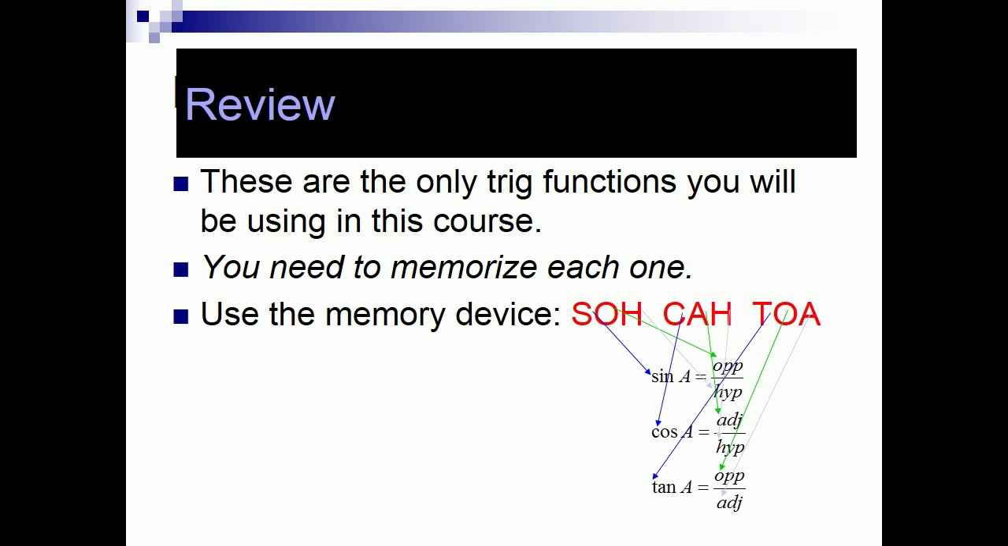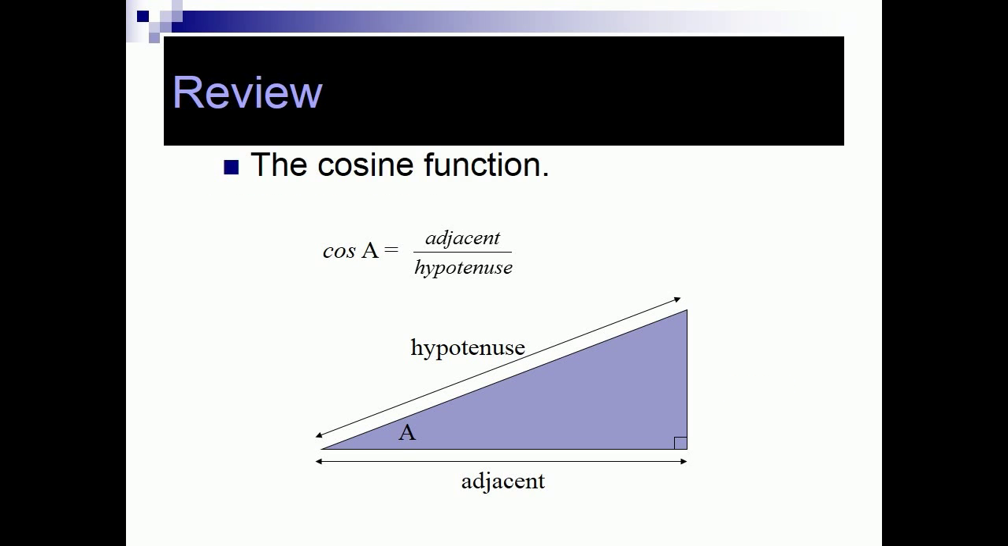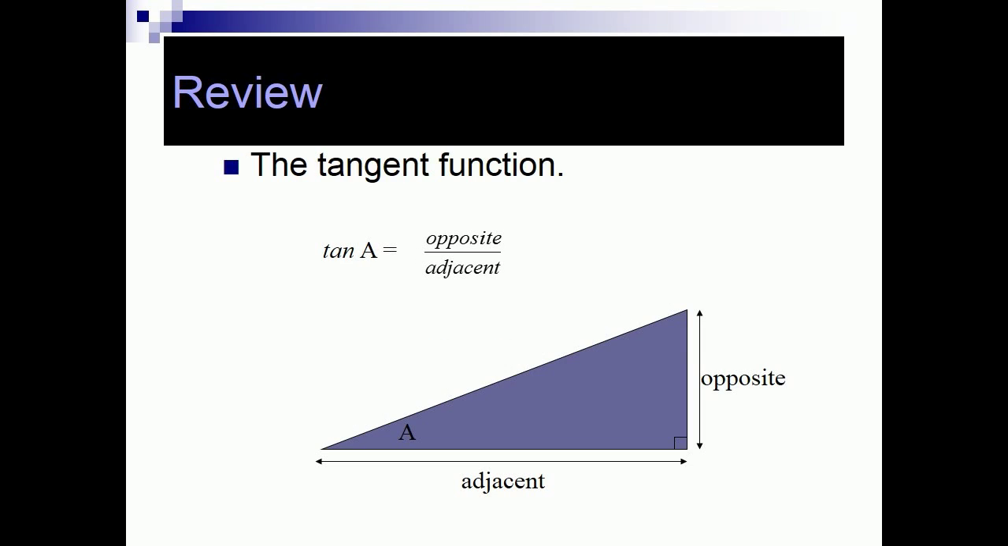Review. These are the only trig functions you will be using in this course. You need to memorize each one. Use the memory device, SOHCAHTOA. The sin function: sin theta equals opposite over hypotenuse. The cosine function: cos theta equals adjacent over hypotenuse. The tangent function: tan theta equals opposite over adjacent.